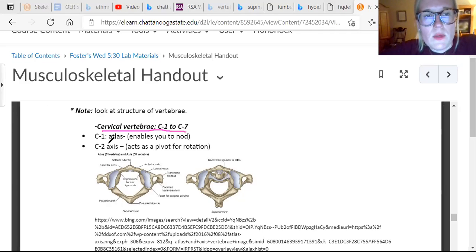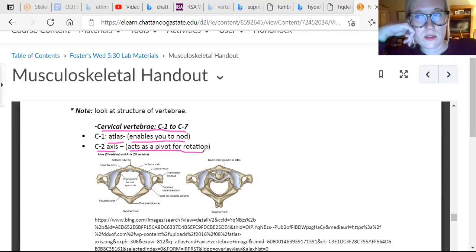So C1 is known as the atlas. It's what holds the head on, okay? So it is the atlas. It enables you to nod, to nod yes. The axis is very differently shaped, we'll look at it in a second, and allows you to pivot inside that atlas for rotation, okay? They're very, very different. Atlas holds the head. It's like the Greek Atlas, holding the world above. Well, it holds the head. That's where it gets its name, okay?